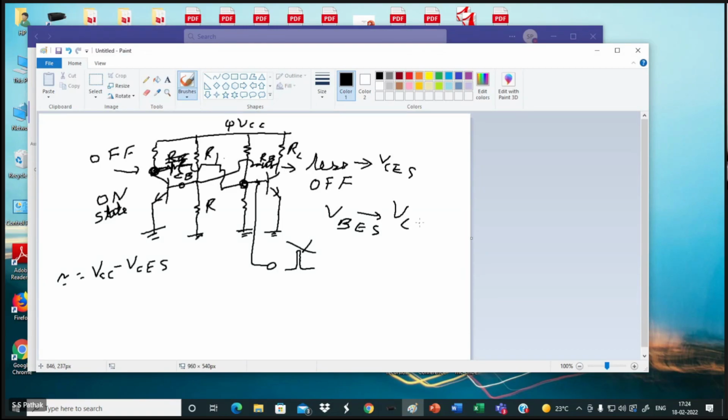Sorry, VB is decreasing. So this will be equal to your cutoff voltage. It will be less than V gamma. So this voltage will be less than V gamma, so it will become your cutoff. Okay, it becomes your cutoff.